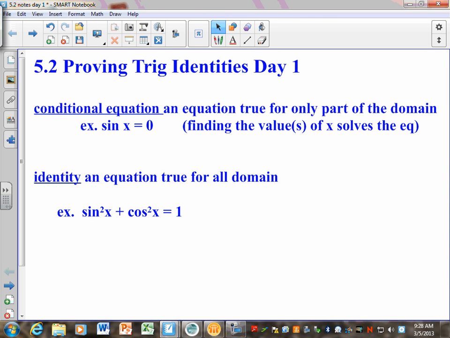The big focus today is going to be showing you the difference between solving an equation and proving something, because it's really easy to mix those things up. Most of the time, what we deal with in math class is solving what we call a conditional equation. And that's just an equation that's only true some of the time. So like when I say solve sine of x equals 0, you go through and you tell me where that's true. What values make that true?